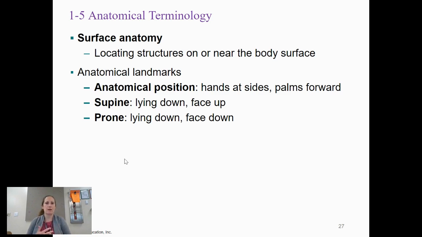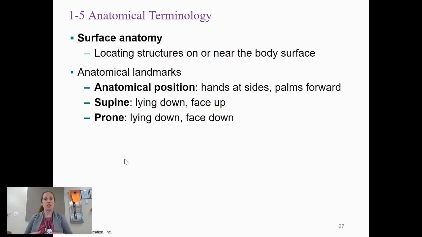There's a famous drawing by Leonardo da Vinci. It's called the Vitruvian Man. Google it. And he's pretty much in anatomical position with some slight differences. But when you're in anatomical position, you are standing erect. So you're standing up straight, arms are at the sides, and your palms are facing forward or anterior, and feet are forward as well.